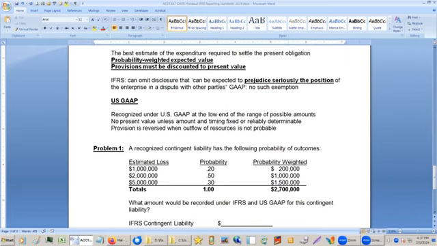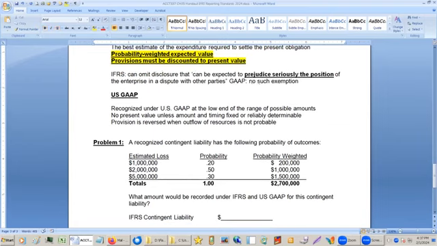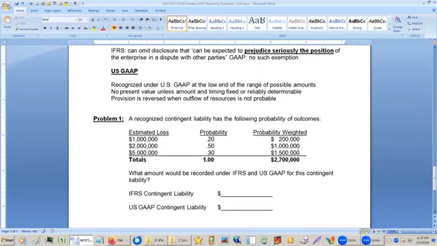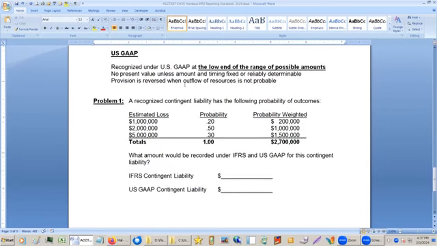Now, U.S. international standards, they do the weighted, and they will be discounted if you're talking about it going past a year. U.S. standards, the low end of the range of possible amounts. And again, why? Because they don't want to admit to large dollar amounts on their books because someone can point to it and say, look, you're admitting that you owe us all this money because it's on your books.